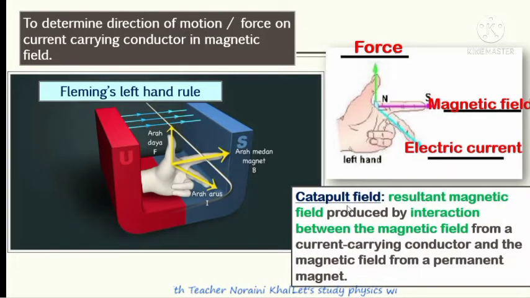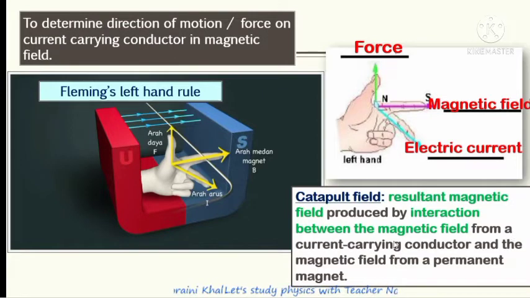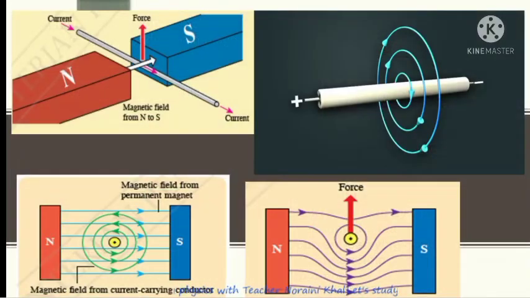So what is this catapult field? Catapult field actually is the resultant magnetic field produced by interaction between the magnetic field from the current carrying conductor and the magnetic field from the permanent magnet. Thus, it produces a net force on the wire that we call force on current carrying conductor in magnetic field.